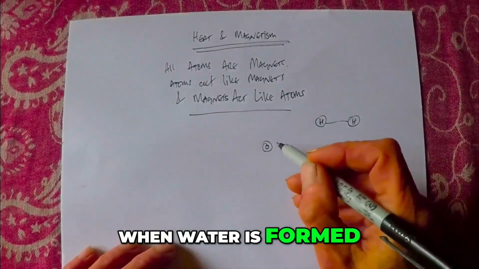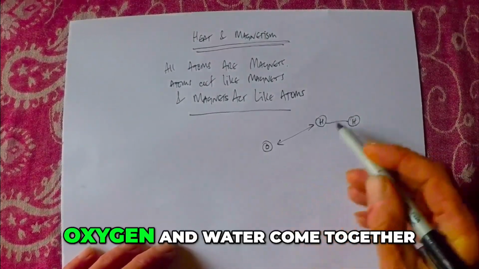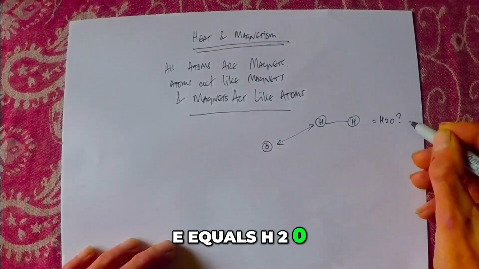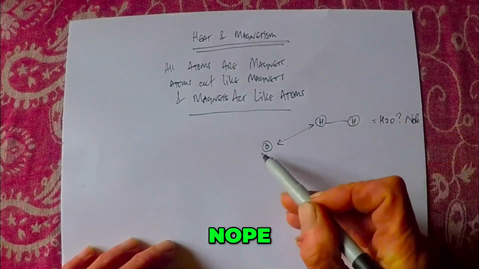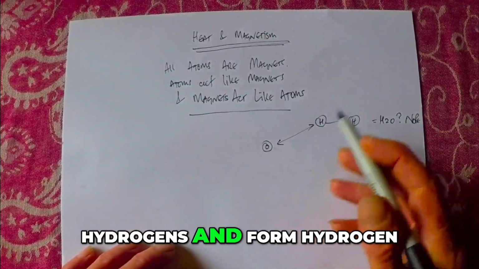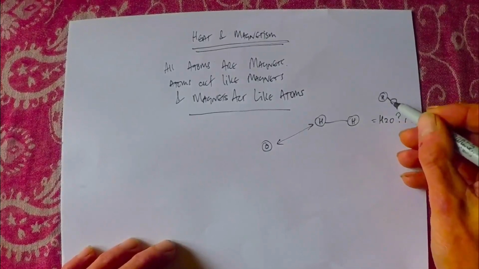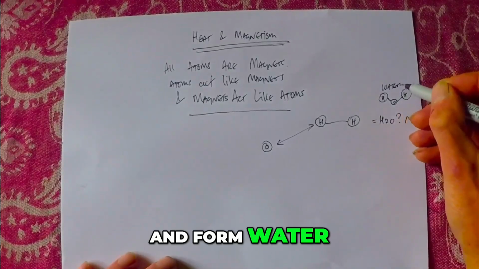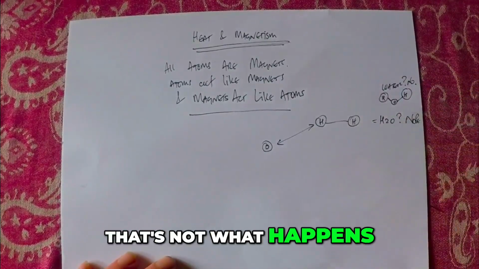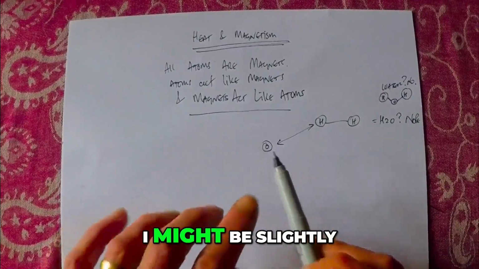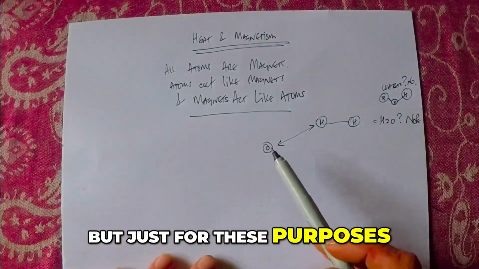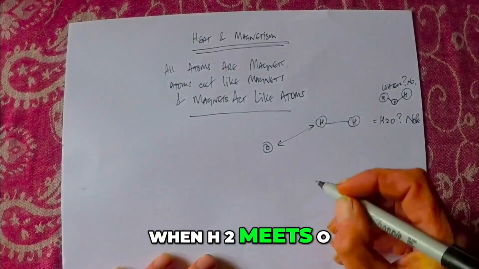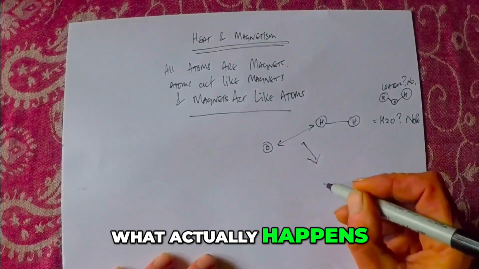Now, when water is formed, oxygen and hydrogen come together, and it doesn't take both of them, equals H2O. Nope. The oxygen does not take both of these hydrogens and form water. No, that's not what happens. Apparently this is called a free radical. I might be slightly wrong about the name of it, but just for these purposes, that's a free radical and these are free radicals.